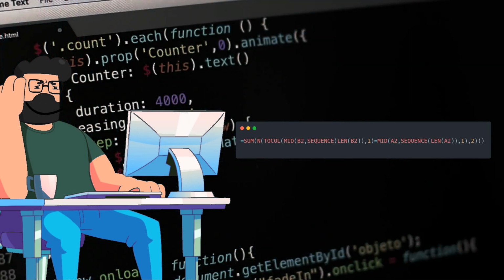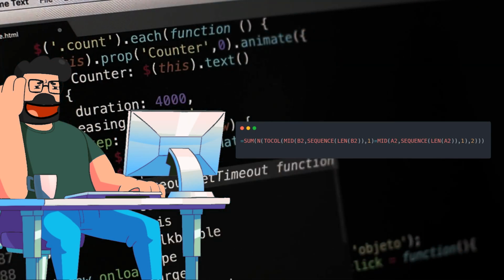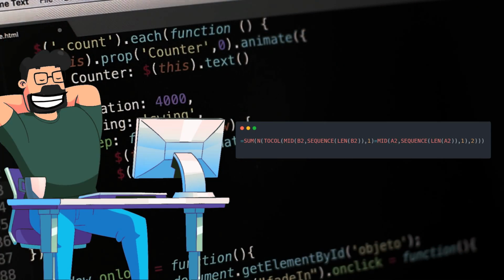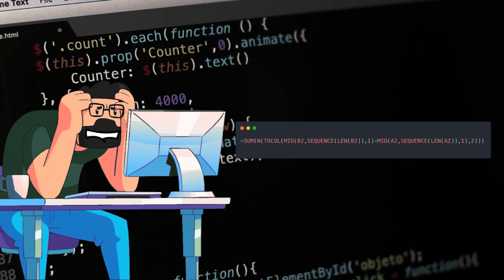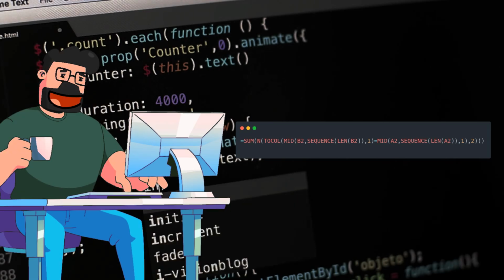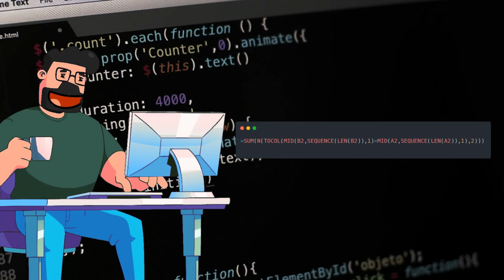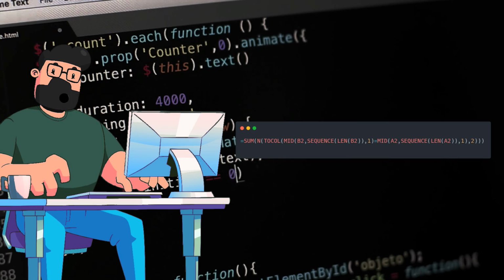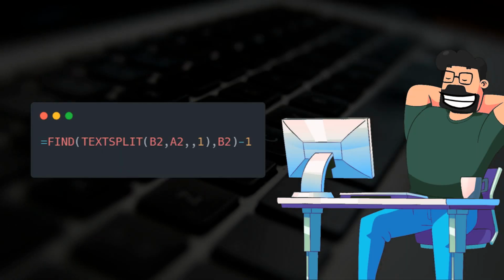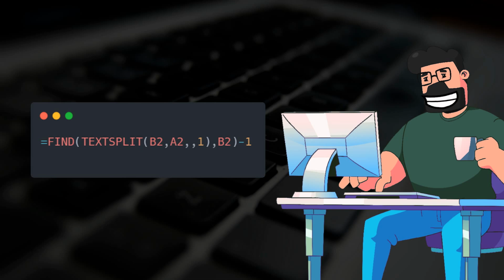So the solution to our problem involves using a couple of nifty formulas. The first option utilizes a formula that involves comparing the characters in each cell position by position. This formula calculates the number of matching characters between the two cells. It's a clever way to determine the similarity between the cell values, providing us with a clear and concise answer to our problem.